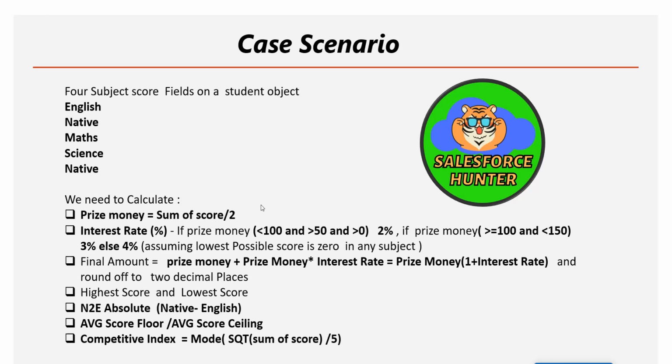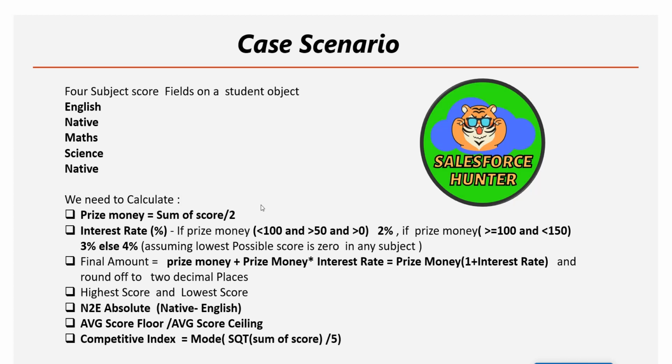Now we are going to calculate the final amount. The final amount will be given using simple interest. Those who don't know what simple interest is, it's just a fixed interest that is given irrespective of how many years. In our case it's just for 1 year, so the final amount formula that we're going to use is prize money plus prize money times interest rate. That could come out to be prize money times (1 plus interest rate). We just took the prize money common. And we will be rounding it off to 2 decimal places. That is also a requirement.